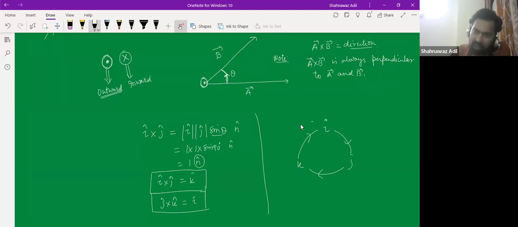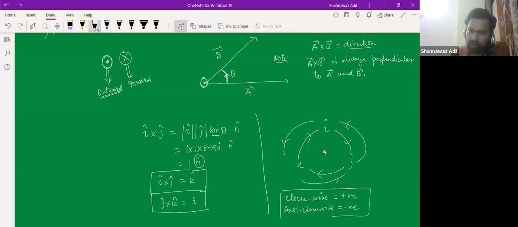But if I do it in reverse, right? Yes, sir. So if I want to find out I cross K, that would be minus J. So if I am going clockwise, it is positive, and anti-clockwise is negative. So is it clear? Please tell me, what would be J cross I? What would be J cross I?